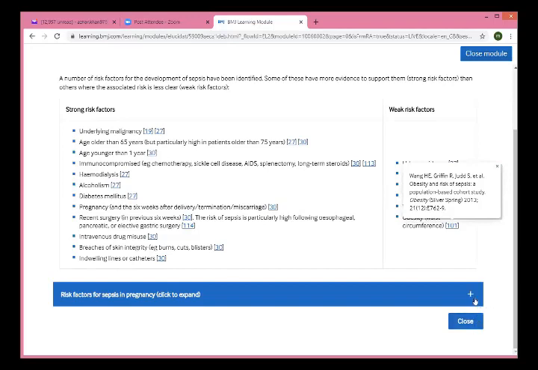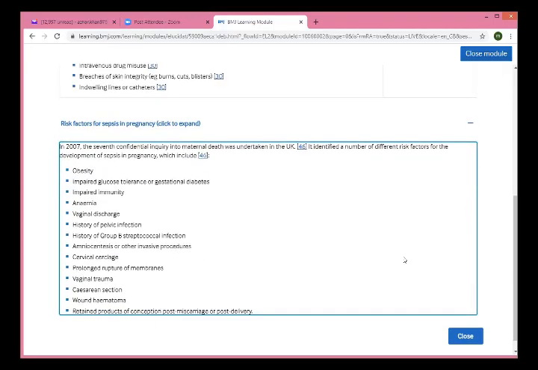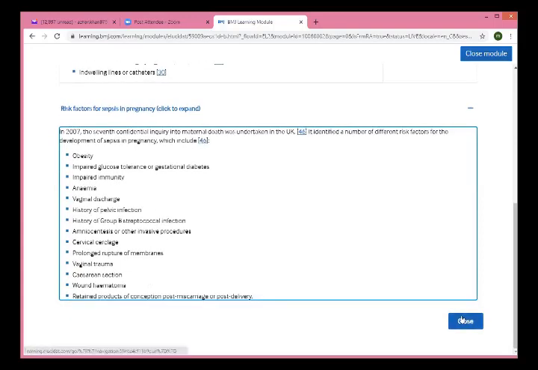Risk factors for sepsis in pregnancy. So what are the pregnancy risk factors for sepsis? Obesity, impaired glucose tolerance, so diabetes, anemia, any vaginal discharges, streptococcal infections, previous C-sections, wound hematomas. So these are all risk factors for developing sepsis.